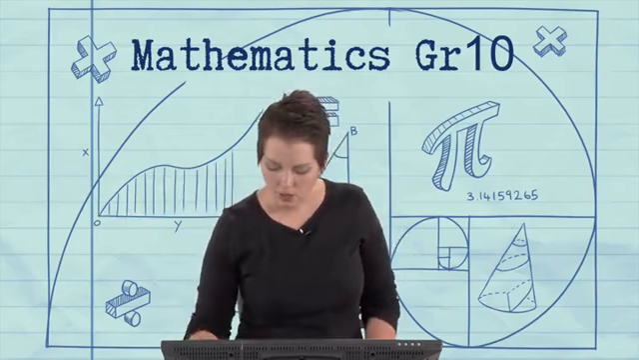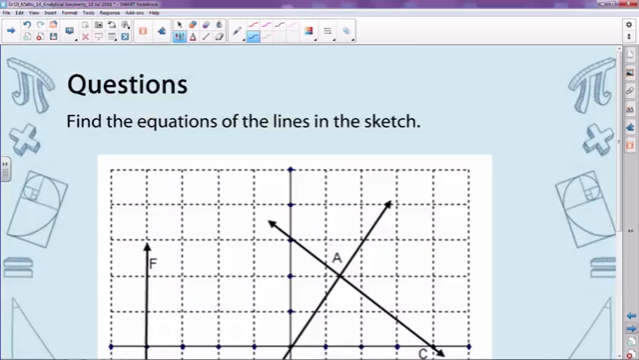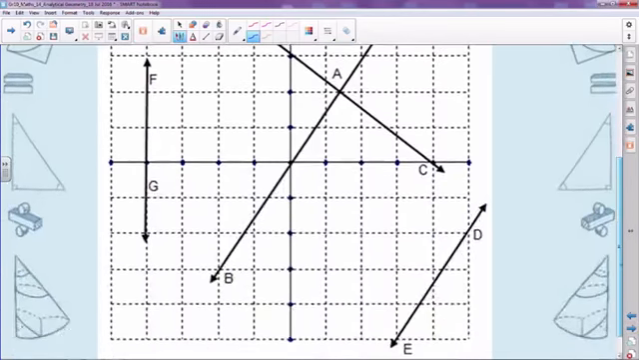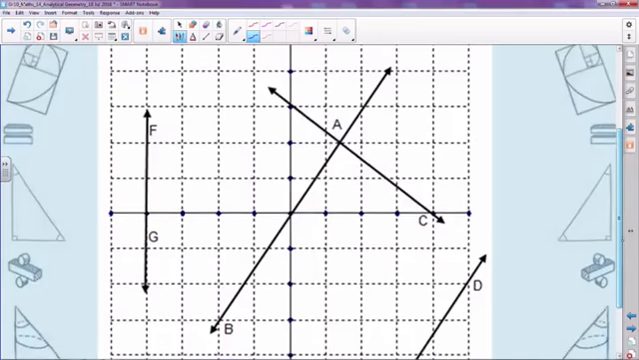Let's take a look at the next question. Okay, find the equations of the lines in the sketch. How many lines do we have? Well, let's just do these three over here. We've got FG, and we've got AC, and we've got AB. Okay, I'm going to give you 3 minutes to find the equations of those 3 lines. Enjoy it.